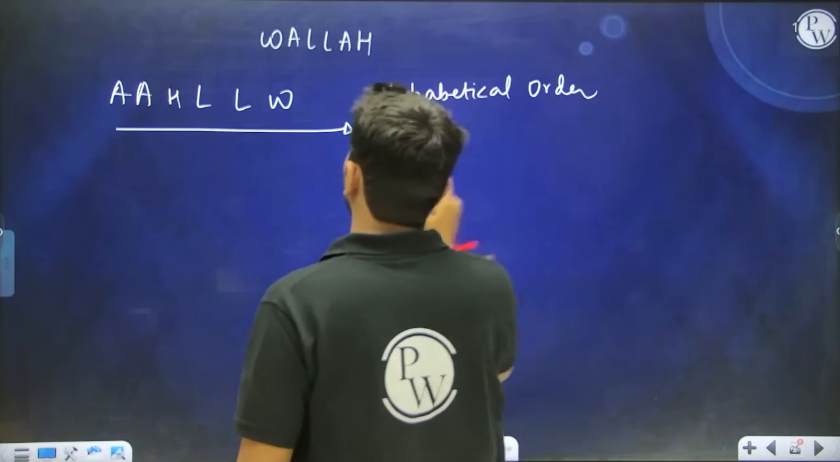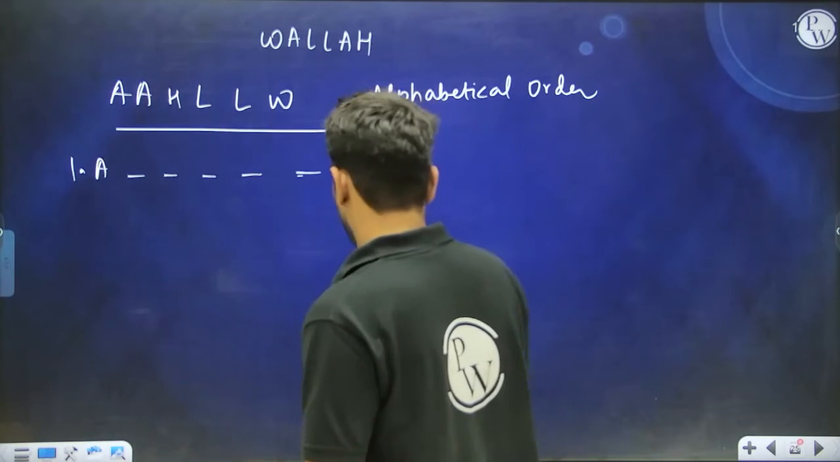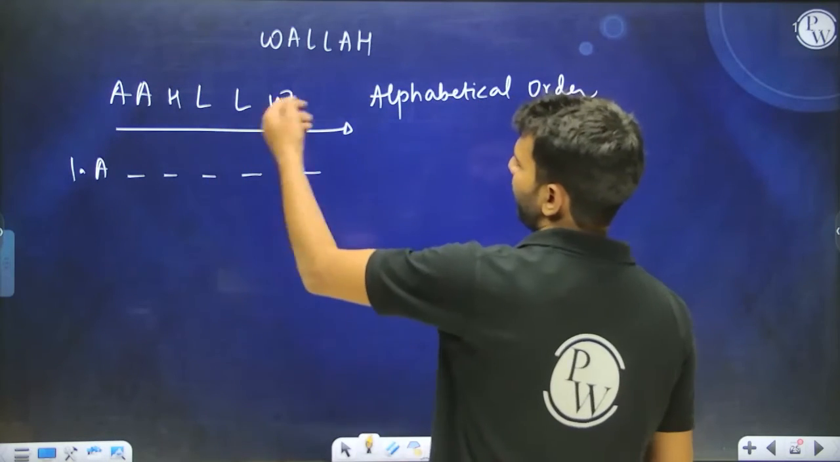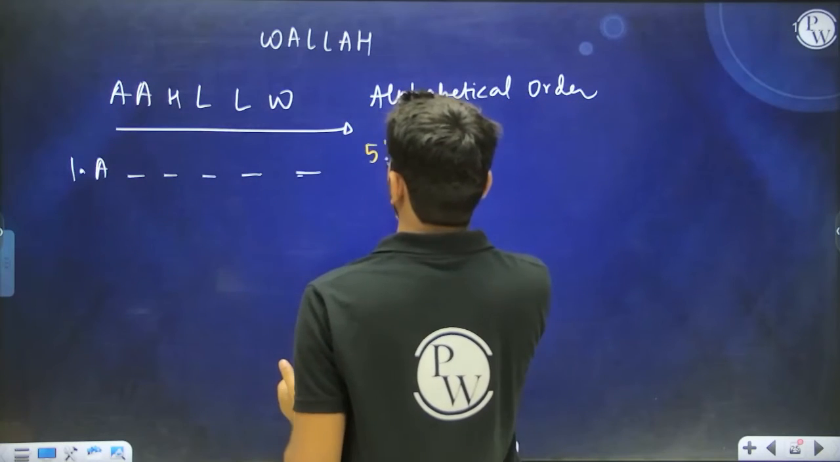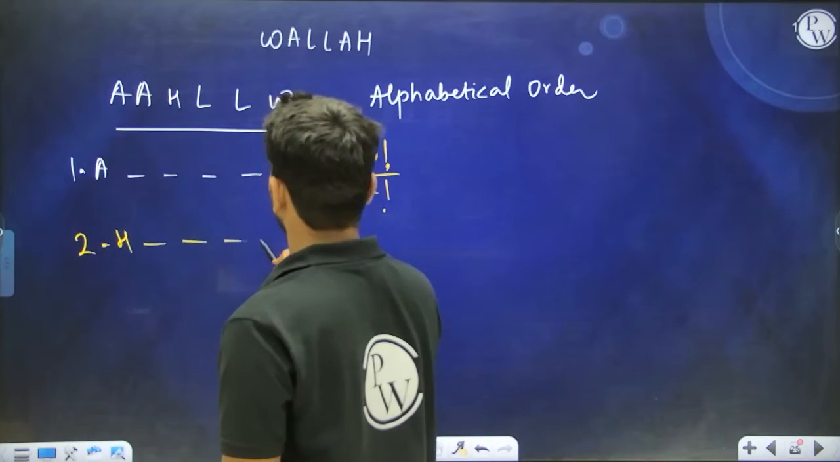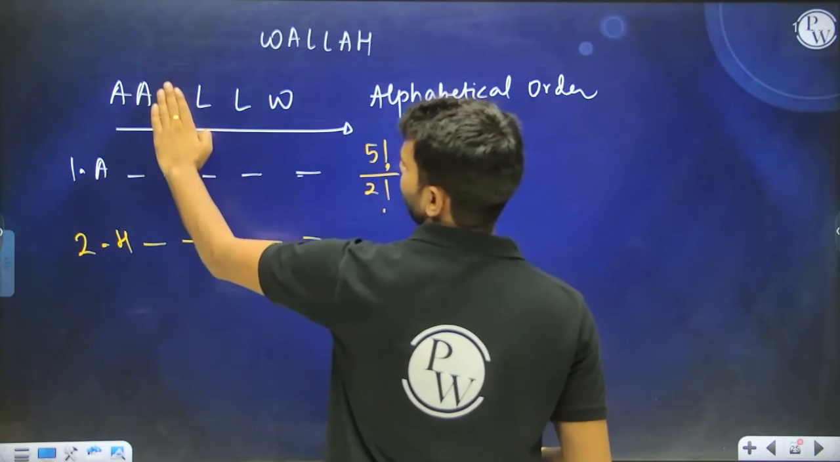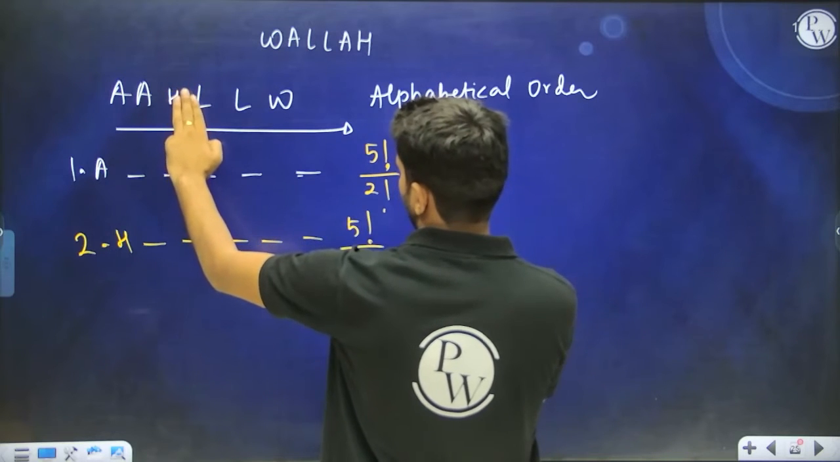Okay, first the word starting with A will come. Over here if you do the arrangement, these are the 5 things out of which 2 are identical. So 5 factorial divided by 2 factorial. Then moving ahead, the word starting with H will come. If you are writing down the words starting with H, then 5 factorial by 2 factorial will come.